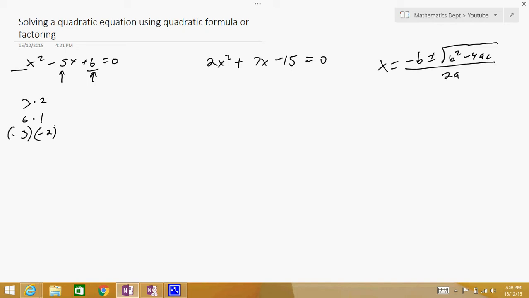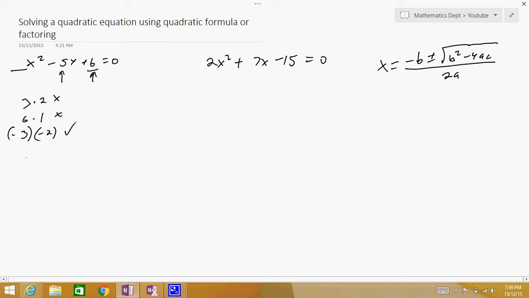But remember, it also has to add to give you the middle term. So 3 plus 2, well, that doesn't work. That doesn't give me -5. 6 plus 1 doesn't give me -5. But -3 plus -2, yeah, that one works.